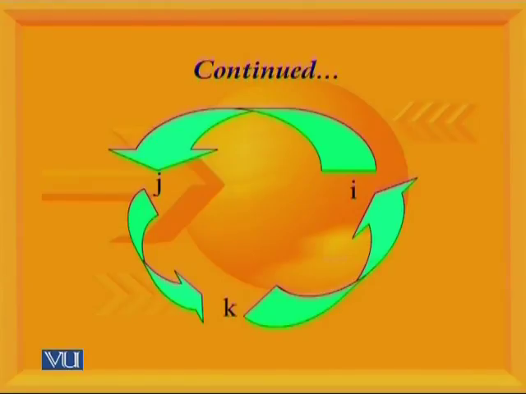For remembering the sign, we can use this figure, this diagram. If we go from i to j, the result will be k, and if we go from j to k, the result will be next i, and if we go from k to i, then the result will be j.